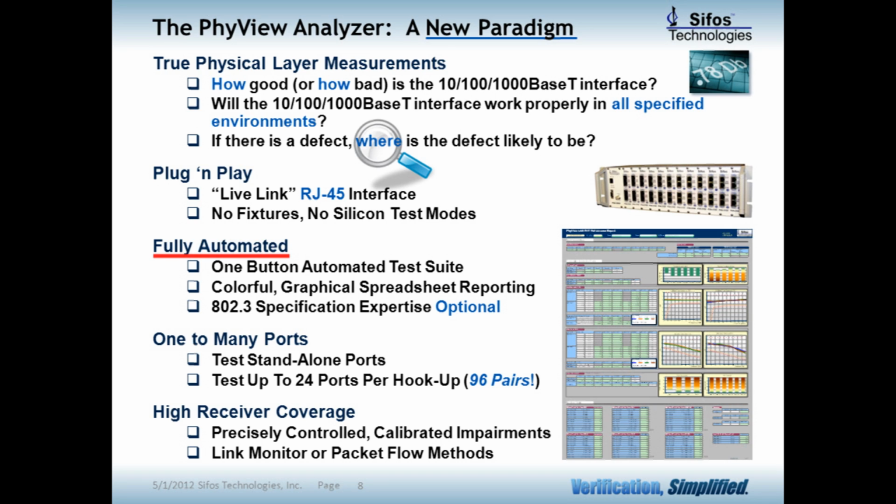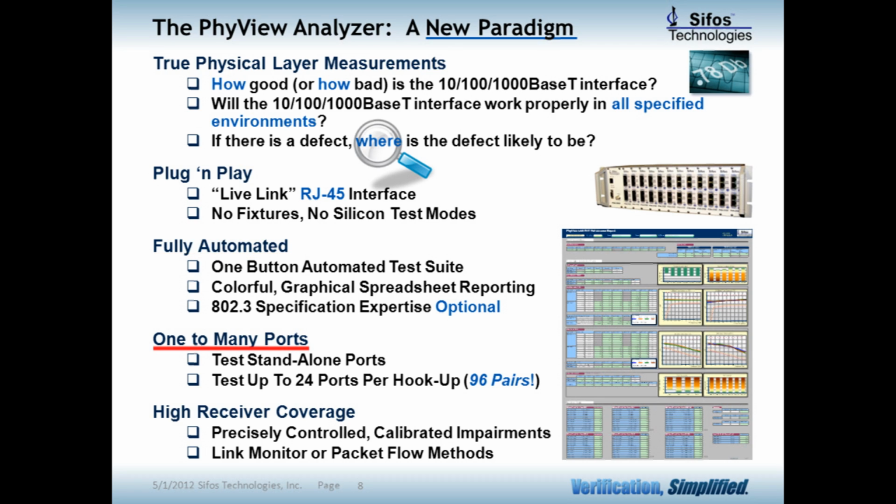10-100-1000 physical layer testing is truly automated to the extent that all of the testing of all pairs on multiple ports can be accomplished with a single button press. Automatic pop-up spreadsheet reports graphically depict physical layer performance with color-coded assessments ranging from excellent to marginal to failing. Users do not need expertise in 802.3 specifications or test methods.